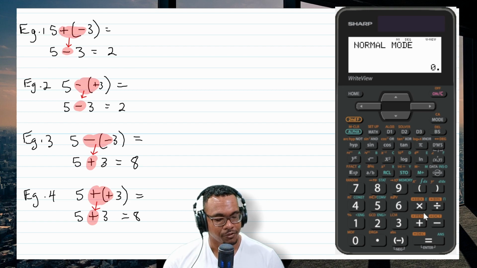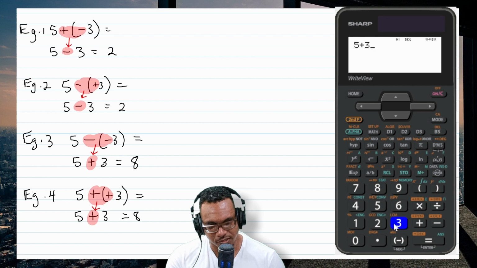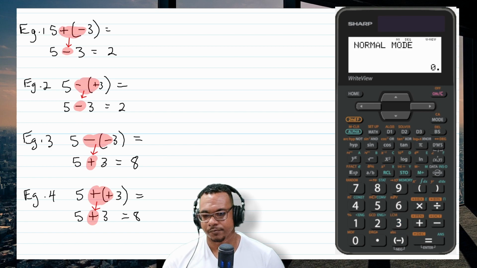So the other one, example 3, 5 take away negative 3. We have 5, the take away would be the operation take away. Then when we open the brackets, it's pressing the special negative for the 3, like that. Close brackets, and equal, you see a positive 8. And the other way around, 5 plus 3, again, 5 plus, and once you press 3, it is understood that 3 is positive, giving 8. So let me take a calculator now.